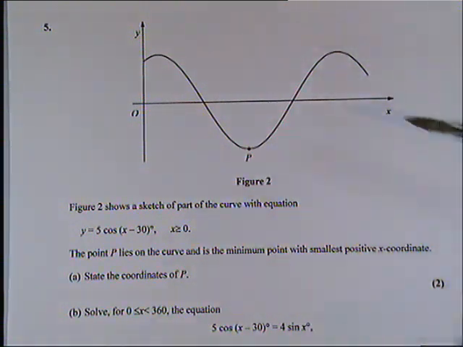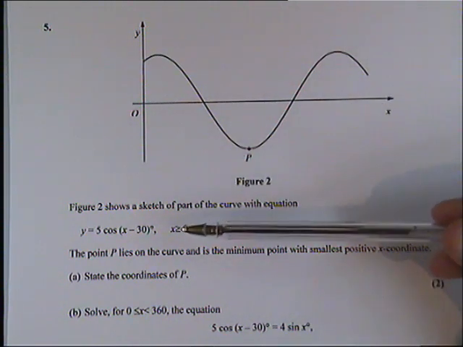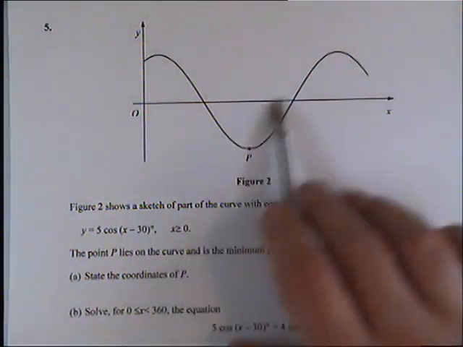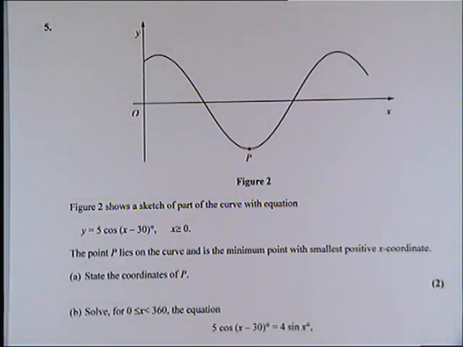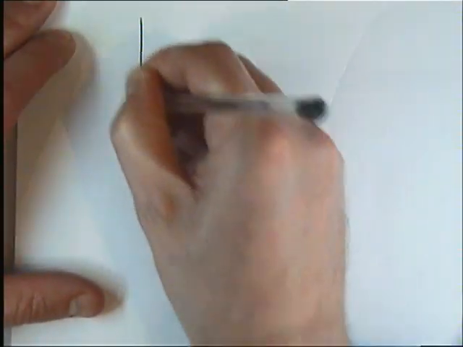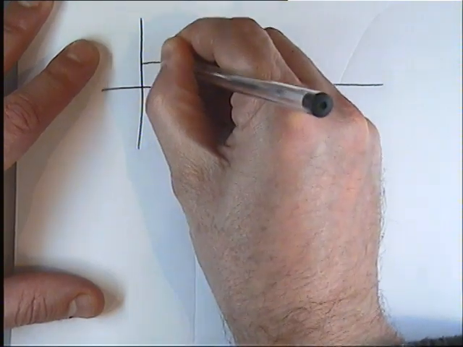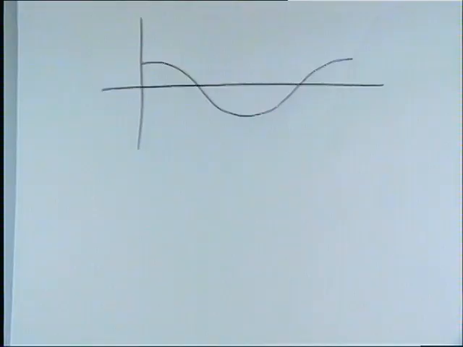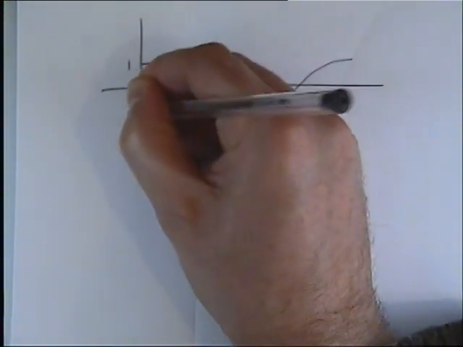Here they've given us a graph, and the equation of the graph is 5 cos(x − 30). So as soon as I see that and the graph, I'm thinking, well, how does that relate to the normal cosine graph? So let's have a quick look at the normal cosine graph. Something like that, going up to 1 and down to −1.